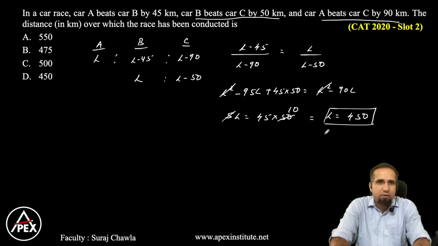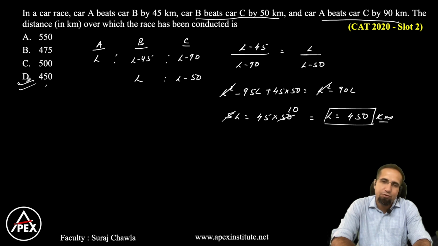And what is the question asking us? The question, sorry, 450 kilometers. What is the question asking us? The question asks the distance in kilometers for which the race has been conducted, and therefore the race has been conducted for 450 kilometers.